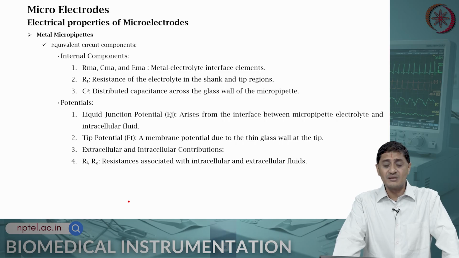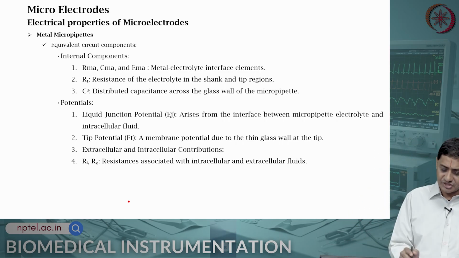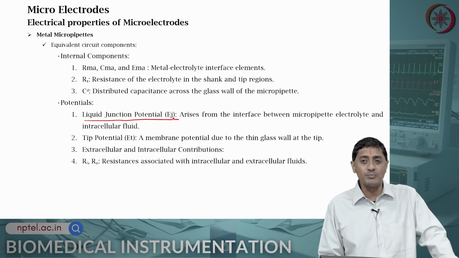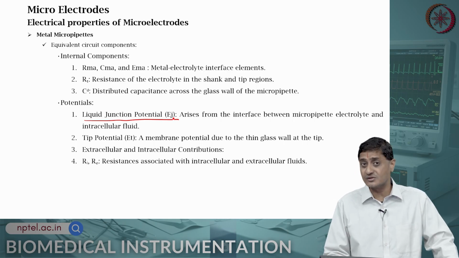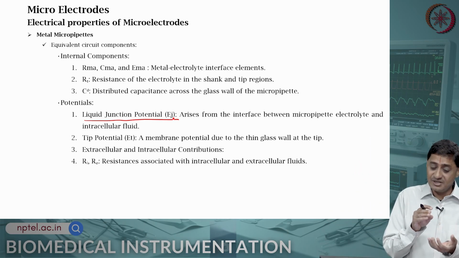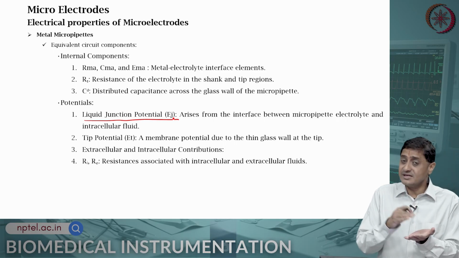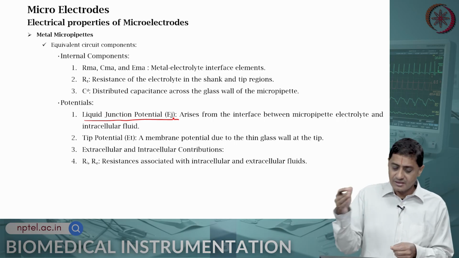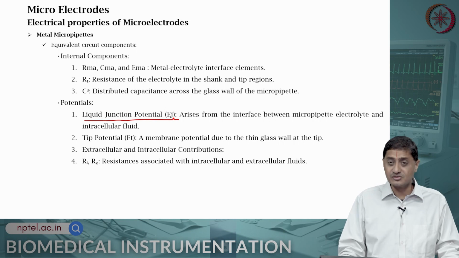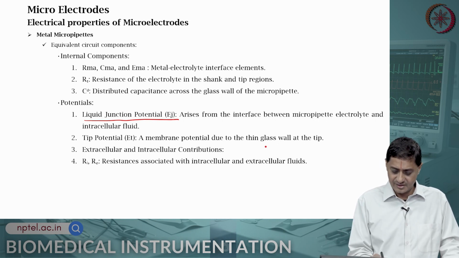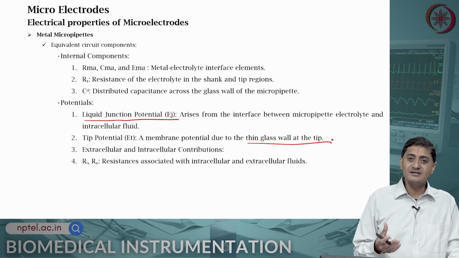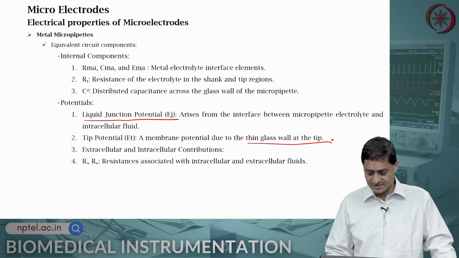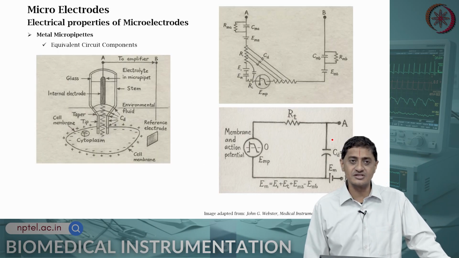What are the potentials? There are many potentials that are there. There is a liquid junction potential. This arises from the interface between the micropipette electrolyte and the intracellular fluid. So, there are multiple junctions. One is the junction between the intracellular fluid and the electrolyte. The other is the tip potential, the membrane potential due to the thin glass wall at the tip, right. And then there is the contribution of intracellular and extracellular potentials, and then there are series resistances that are associated with intracellular and extracellular fluids.